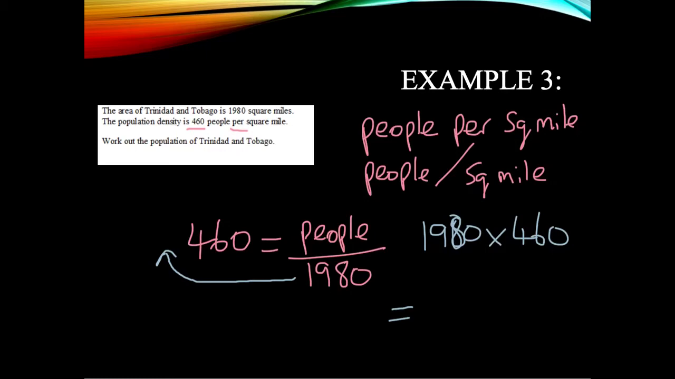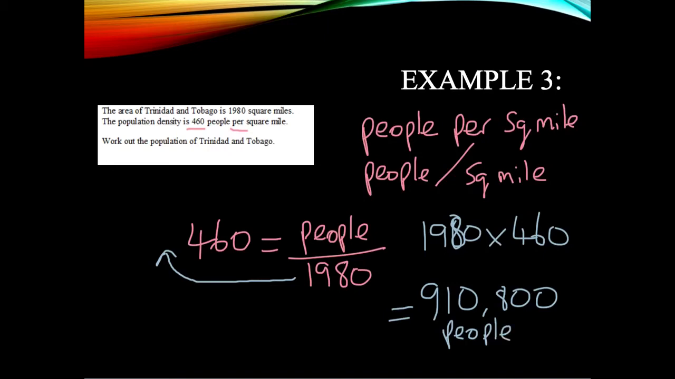So 1980 multiplied by 460. Now, I'm using my calculator for this, but this could equally be on a non-calculator paper, and you're going to be expected to use some method of long multiplication. But we've got this answer, just under 1 million people, so 910,800 people live on Trinidad and Tobago.